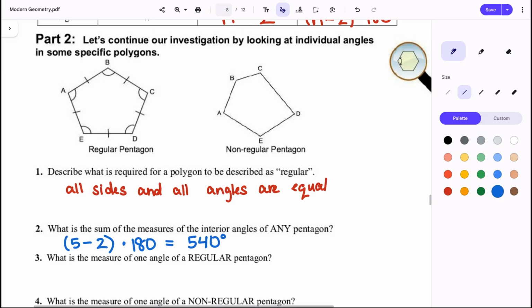What would you do if you just wanted to find one of the angles? Divide by 5. So we would take 540 divided by 5. How much does one angle get? 108?